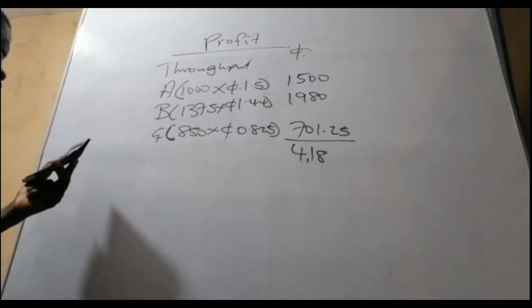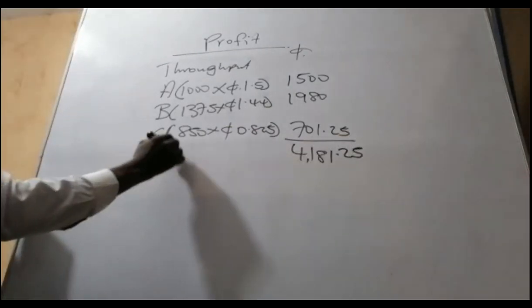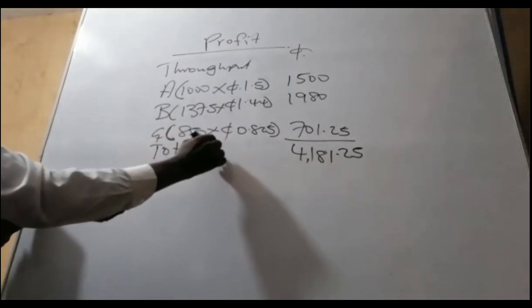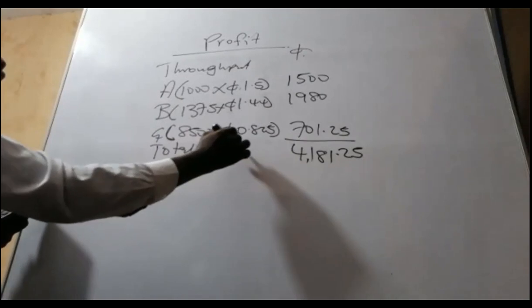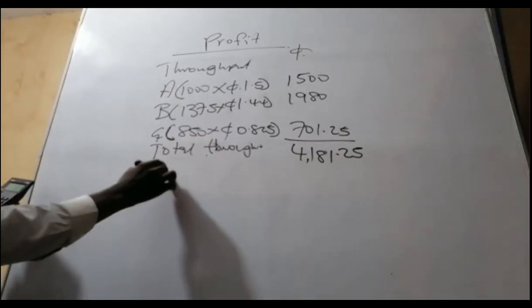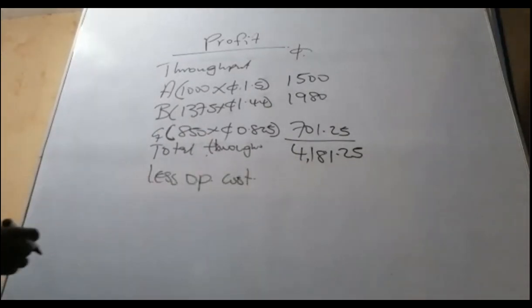4181.25. That's the total throughput. Then less what? The operating cost, which is the same as the factory cost. It might include what? Labor. So less the factory cost or the operating cost.